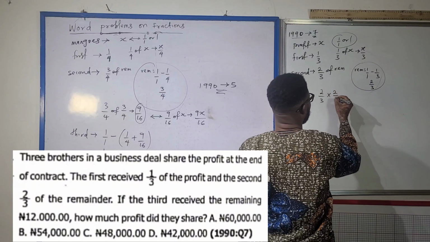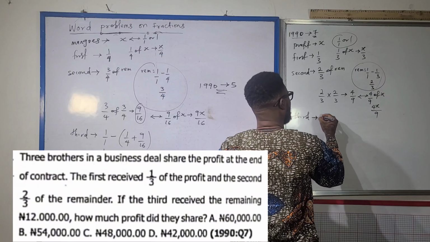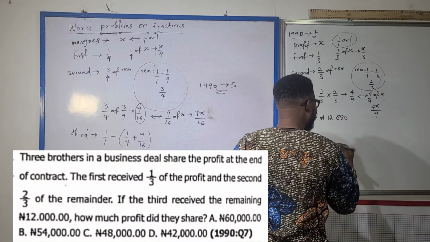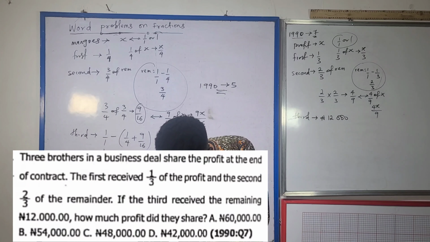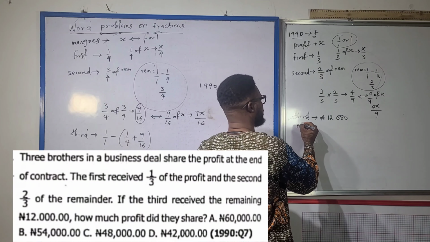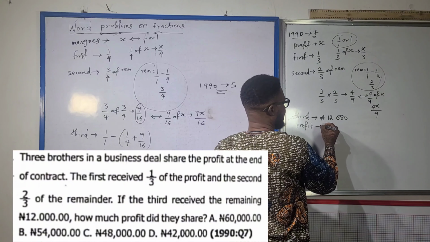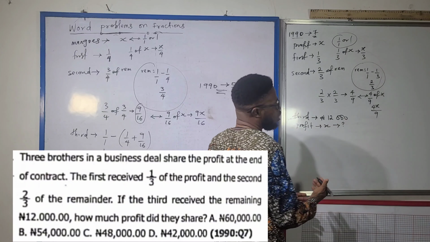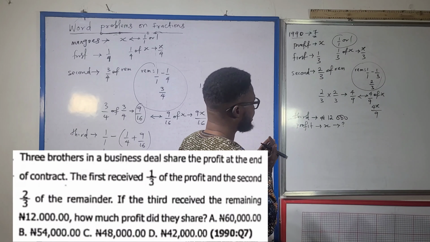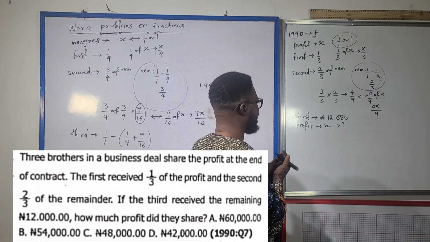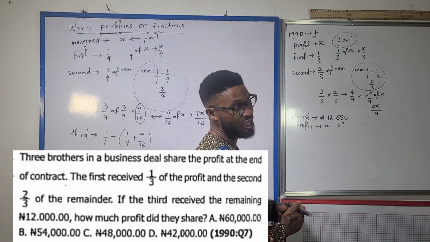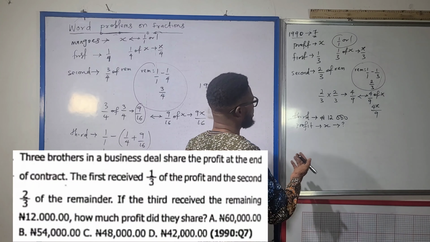So we move forward. We were told here, if the third received the remaining 12,000 naira. So what we've been asked here is that we should decide what profit was shared. The profit here is X, and that is our question. Of course, this question is quite easy to approach. There are two approaches to this. You can go the fractional way, you can go the real value way. Okay, let me go the real value way.